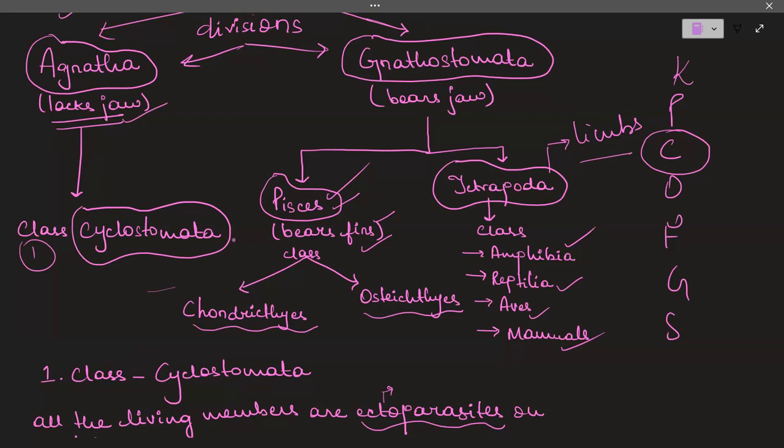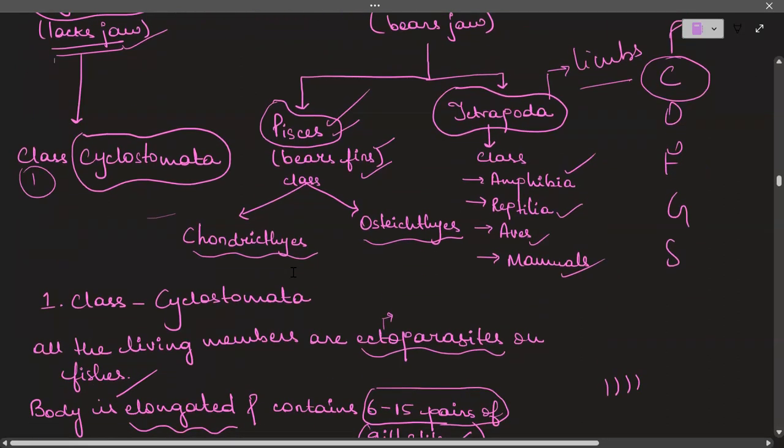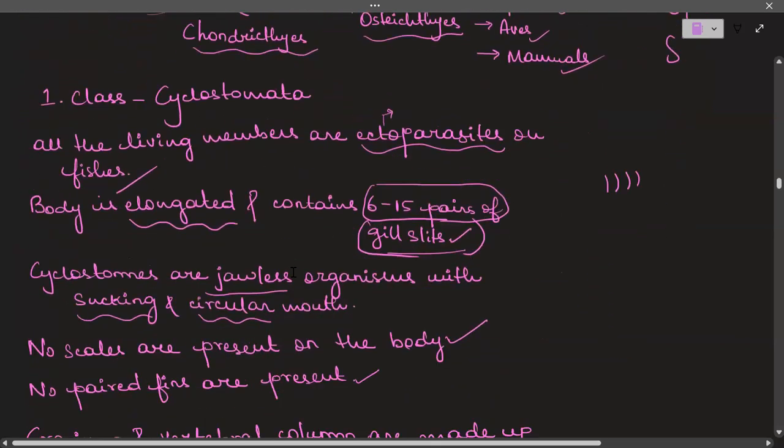Under the ones that have the jaw, we have Pisces, which bears all the fishes. And then we have tetrapoda. Tetra means four, poda means limbs. So, four limbs. So, under that comes amphibia, reptilia, aves and mammals. Under the Pisces, they will bear all the fins, and under them comes the chondrichthyes and osteichthyes.